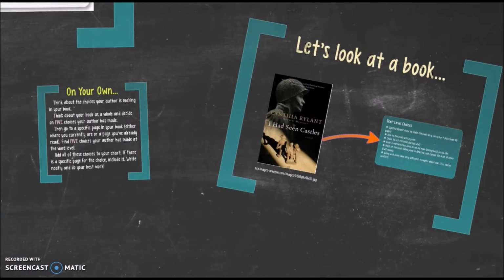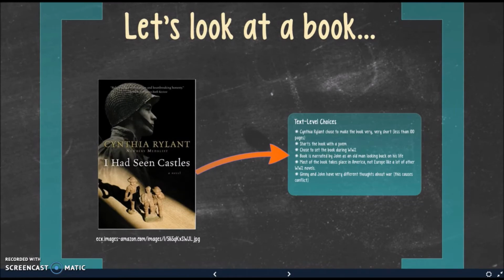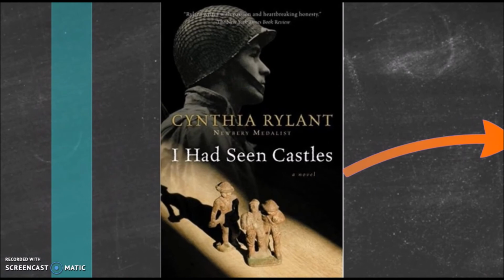Now, let's look at something in a book. So we're going to look at this book. And the book is called I Had Seen Castles by Cynthia Rylant. And this is a very good book. I think it's definitely worth checking out. And you know me, I love to make book recommendations to all you out there. And for a historical fiction piece, I am a big fan of this book for many different reasons.